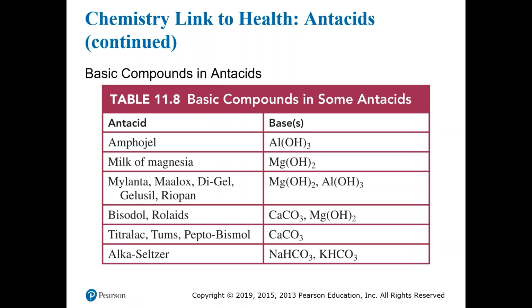This table shows some examples of common brand names for antacids like Amphojel, Mylanta, Alka-Seltzer, as well as the active ingredient in them. You can see most of them are metal hydroxides of some sort, although there are also some carbonates involved. Notice that none of these are strong bases. A strong base can be just as dangerous or caustic as a strong acid, and so it's something that you would definitely want to avoid ingesting at all costs.